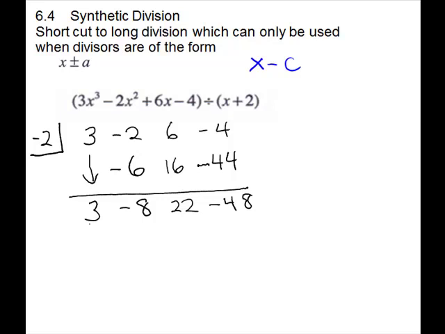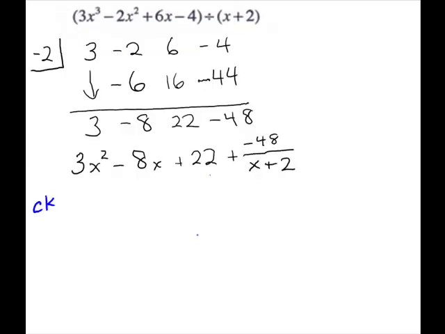We will put the answer back together. So you have to drop 1 degree lower than you had. We had x to the third. So we will use 3x squared minus 8x plus 22 plus a negative 48 over your divisor, which is x plus 2. I'll do just one more check to show you how to deal with the remainder.